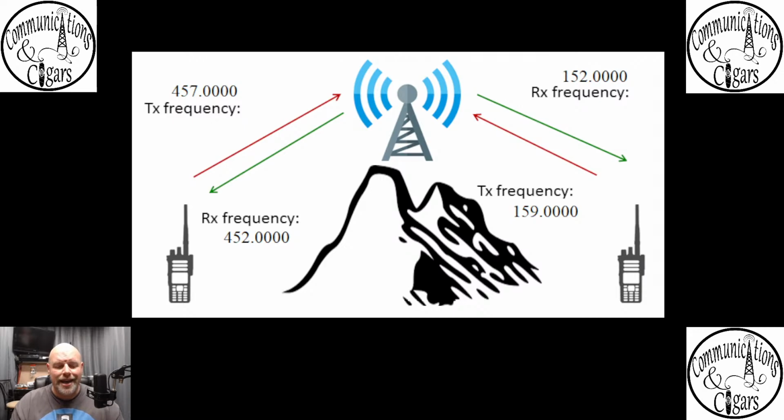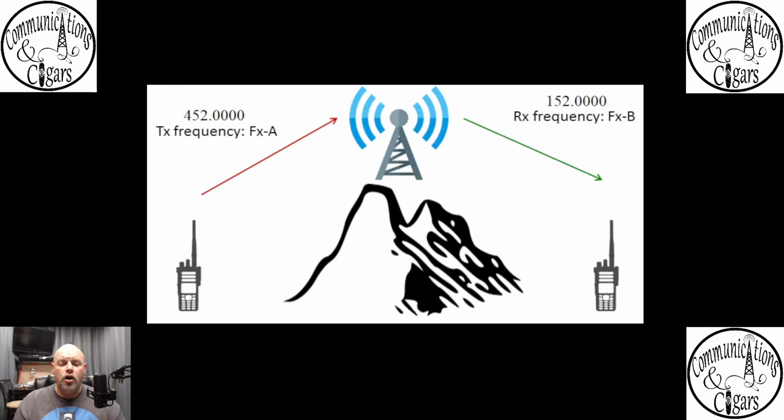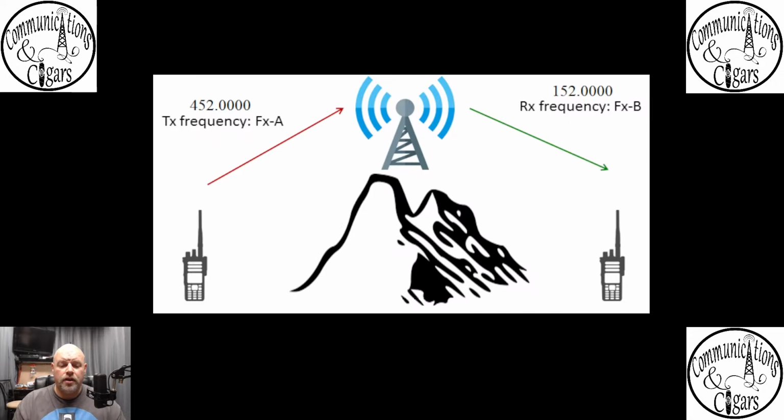Now let's talk about the next one here, and that's a unidirectional crossband repeater, okay? Unidirectional crossband repeating. What unidirectional means is just one directional. So in this case, the user transmits on 452.000, and 152.000 is what the other users are receiving. So in essence, what you need in that case is a dual band radio.